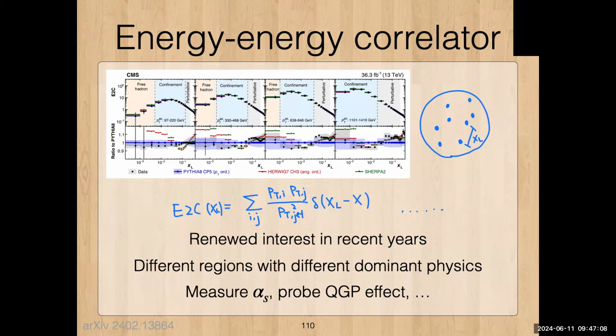In addition to studying different physics in different places separately, we can also take this and measure interesting things. For example, from the slope between the 2-point and 3-point correlation, you can measure alpha_S. You can also use this for quark-gluon plasma effects and so on. I won't go too much into detail here, but there's a lot we can probe with this.